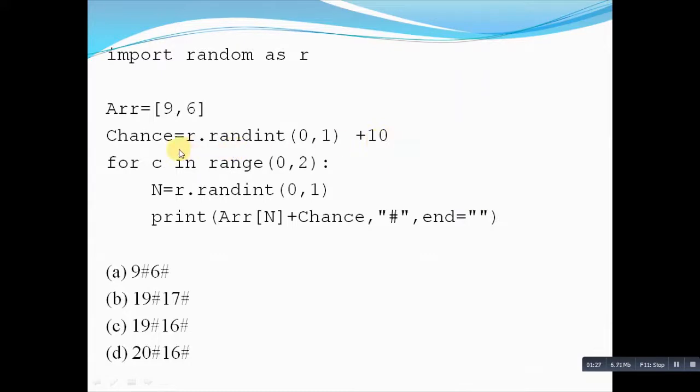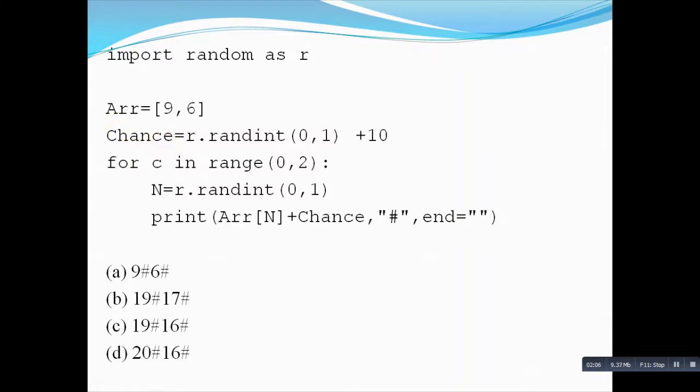What is the meaning of this statement? Chance is a variable here. So what are the possible values that can be stored in chance? It may be either 10 or 11. How is it 10 or 11? R dot randint 0, 1 may generate either 0 or 1. So if 0 is generated, then 10 is added to 0, so the minimum value you are getting is 10, and if 1 is generated, then 1 plus 10 you are getting as 11. So the 2 possible values for chance are either 10 or 11.